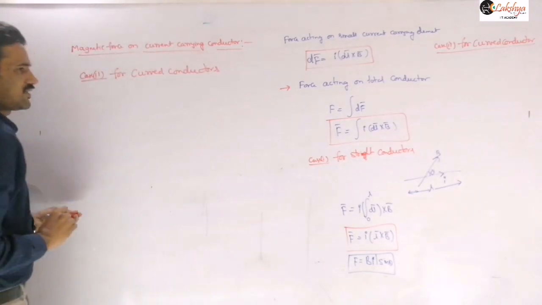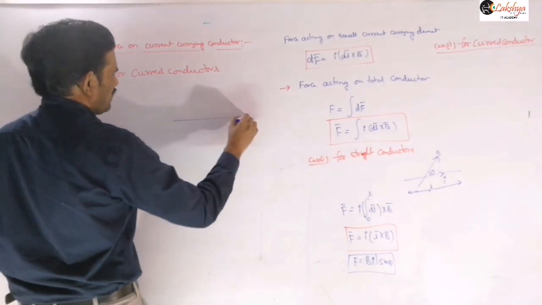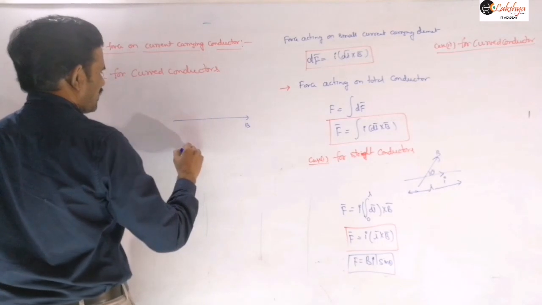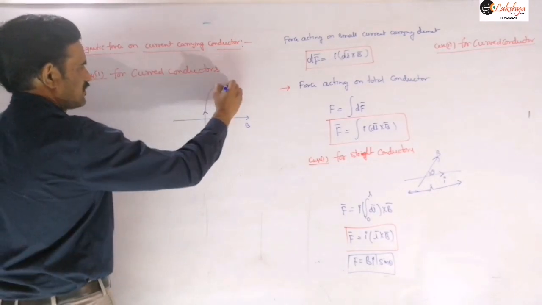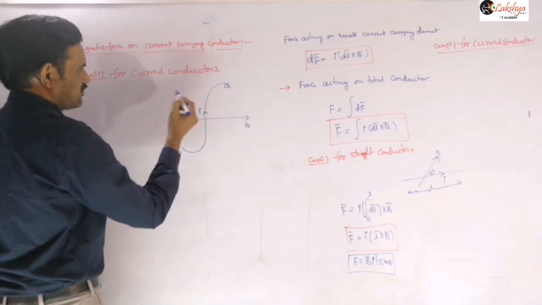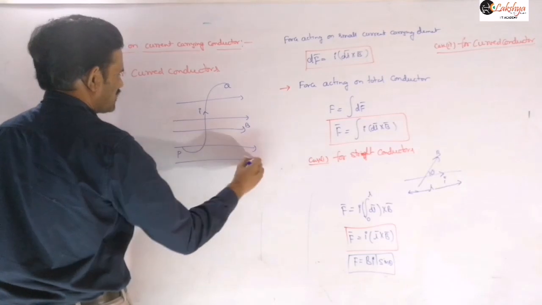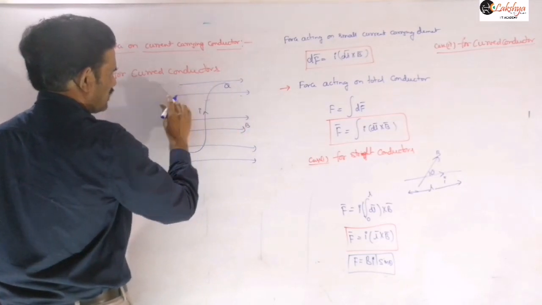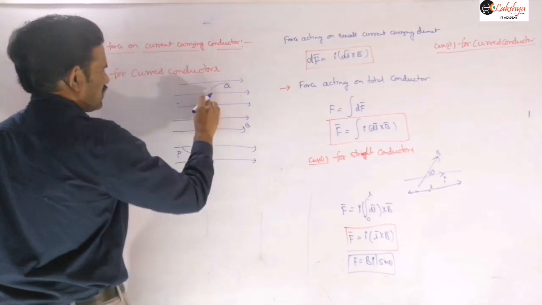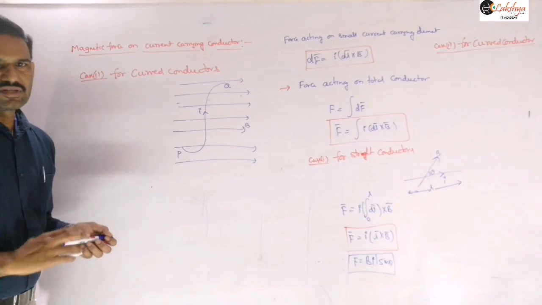So for curved conductors, suppose a magnetic field is there along this direction. Now I am taking some curved conductor like this. Suppose this is PQ, and a current I is flowing through it. A uniform magnetic field is there throughout this region. So this PQ is our conductor, but it is a curved conductor.